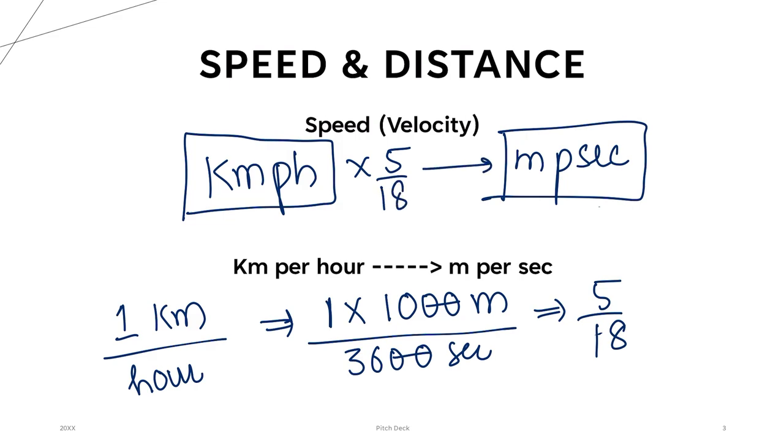I hope I am doing right. 5 twos are 10 and 2 eighteens are 36. So multiplying kilometer per hour by 5 by 18 will give you meter per second.